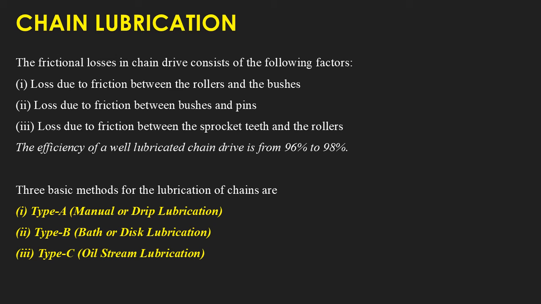Friction will further result in wear. So due to friction, there will be frictional losses, and there are multiple reasons for them. One is friction between the rollers and the bushes. On the bushes the rollers are placed. Even if the roller is rotating around the bush continuously, there is a significant amount of friction present. Another frictional loss will be due to friction between the bushes and the pins.